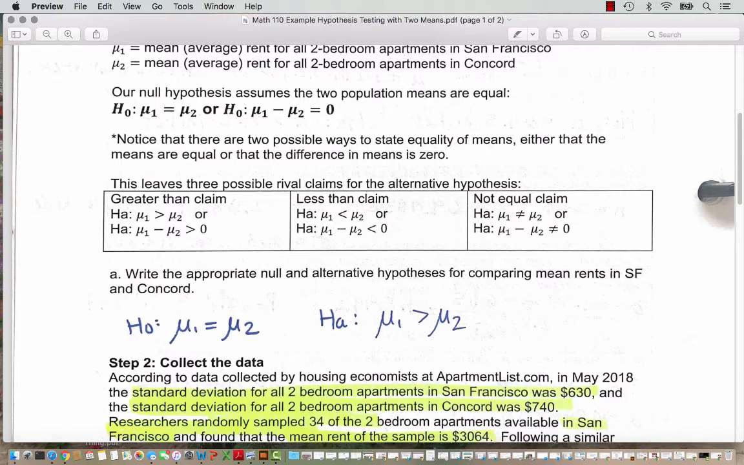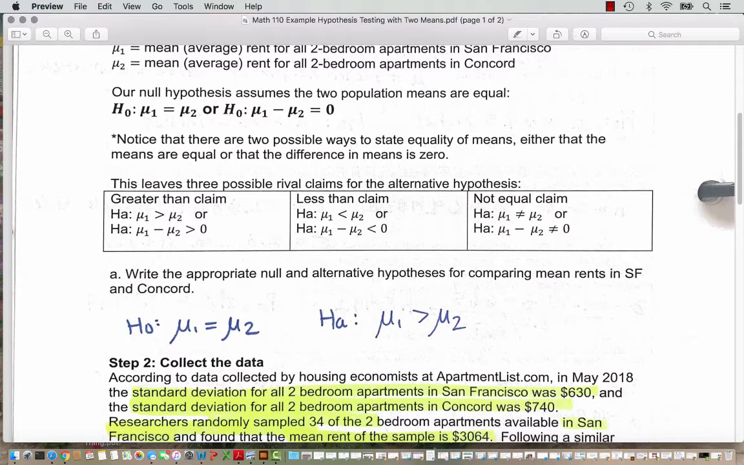This leaves us three possible rival claims for the alternative hypothesis. So if we use the greater than claim, there's again two ways we could write that for the alternative hypothesis. We could say mean 1 is greater than mean 2, or that's the same thing as saying if we subtract mean 1 minus mean 2, we're going to get a positive value greater than 0. Because if mean 1 is bigger, when you subtract, you get a positive value. The less than claim, we again have two choices for the alternative hypothesis. We could say mean 1 is less than mean 2, or you could say the difference mean 1 minus mean 2 is less than 0, because if you take a smaller number for mean 1 and subtract it from a larger number for mean 2, you're going to go into the negatives.